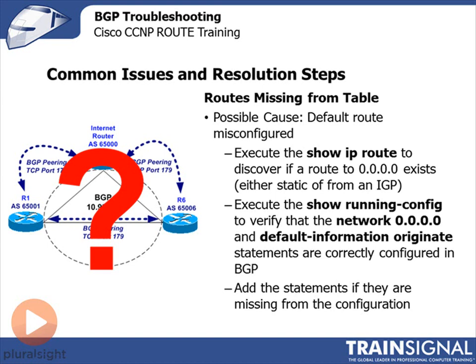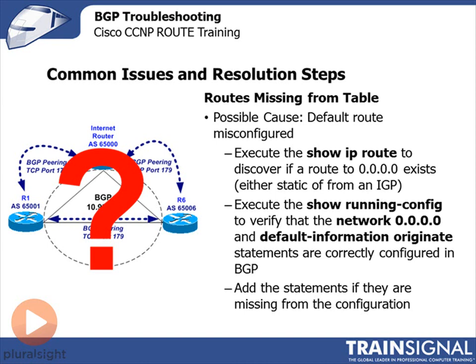Do show IP route and first see if there's a route to the 0.0.0.0 network to begin with. If it's missing from the table, it won't be able to be injected or advertised from BGP. You can also use the show running configuration command and verify that the network 0.0.0.0 command is under BGP, as well as the default-information originate command. They both need to be there.